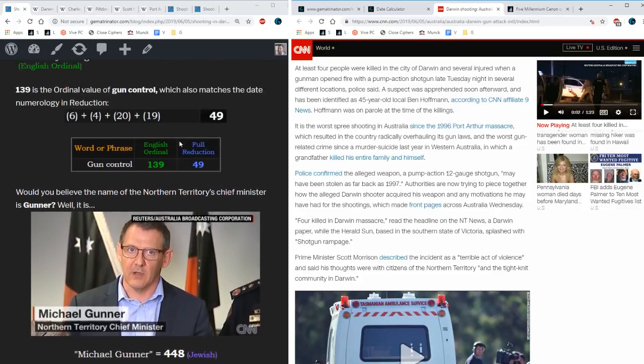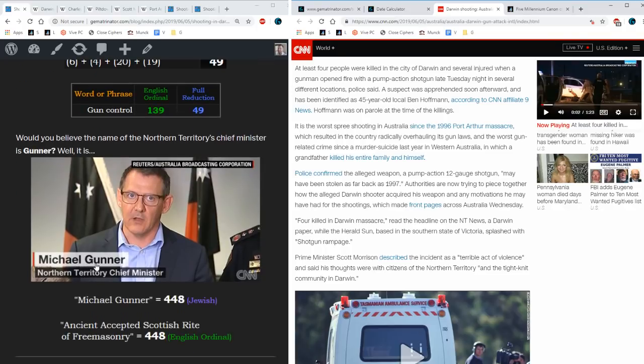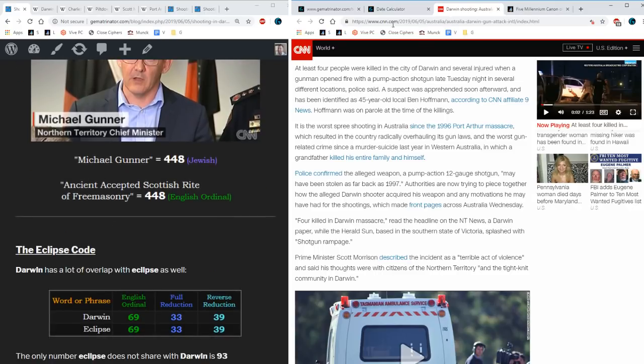And feel free to correct me, but what really shoves this in our faces is look at the name of the chief minister of the Northern Territory where this news story took place. His name is Michael Gunner. Can you believe this? Michael Gunner? That's his name, really? This name summing to 448, just like the full name of the Scottish Rite of Freemasonry, 448.